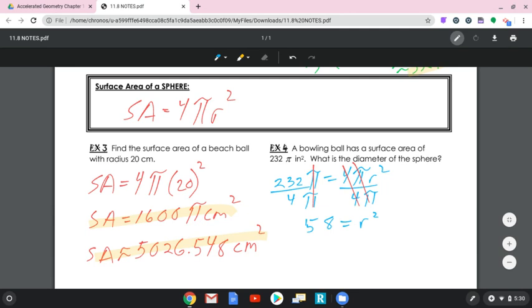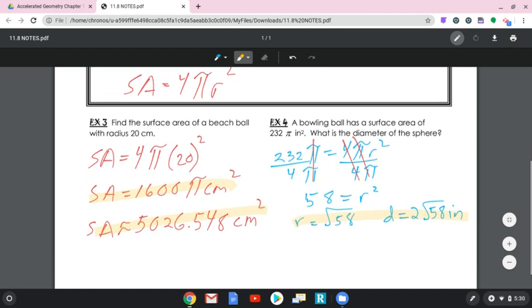Now, the reason that would become valuable is if you wanted an exact answer versus a rounded answer. If you think of 58, the only two numbers that multiply to 58 are 2 and 29, which are both prime, so it does not have a perfect square factor. So you can say that r would be equivalent to the square root of 58. If that's the case, I can double it to find my diameter. Then my diameter would be 2 root 58, and that would be in inches. Now, this would only be if I asked for an exact value, because I didn't round.